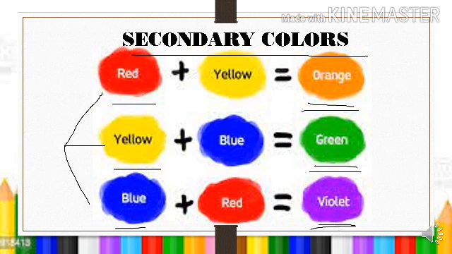Red plus yellow. The result is orange. If you mix them together, red and yellow, the result is orange. Yellow and blue, if you mix them together, the result is green. The blue and red, if you mix them together, the result is violet.